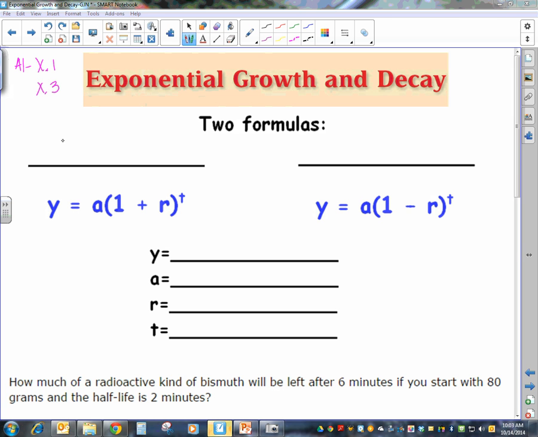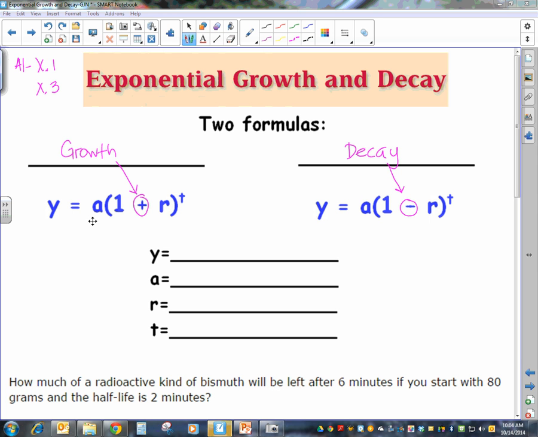So as I just mentioned, we have two types of formulas. We have one that is growth and one that is decay. And the important thing to look at is if it's growth, when you read the problem, it will be a plus, and if it's decay, then it will be minus. So the formulas are pretty much exactly the same, except for that one sign.